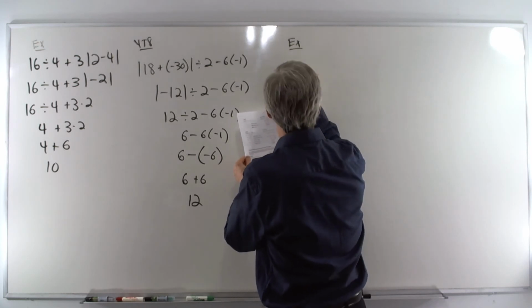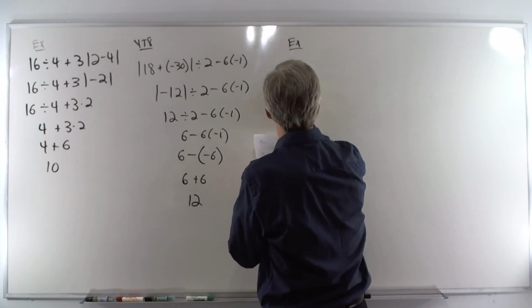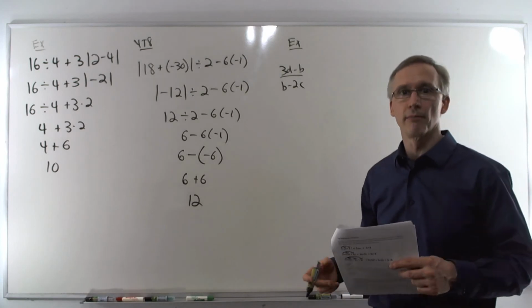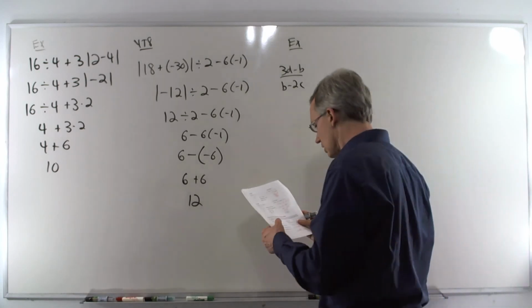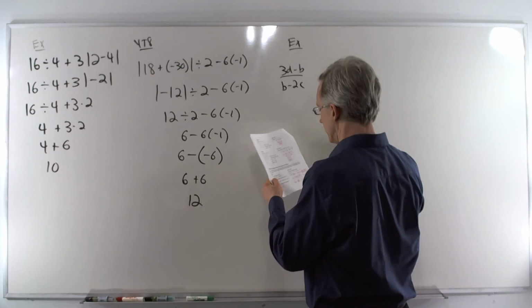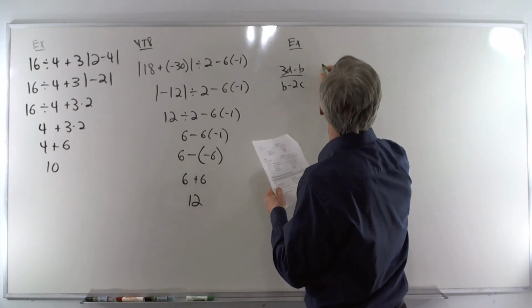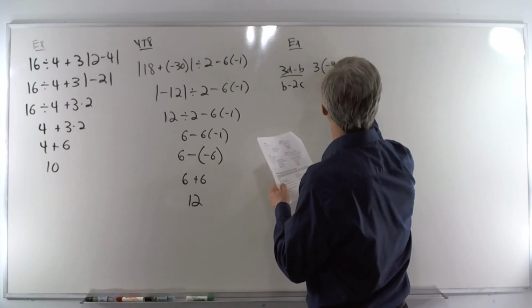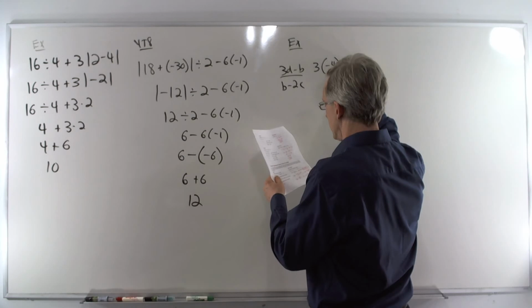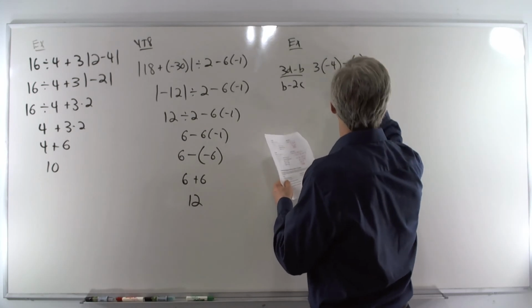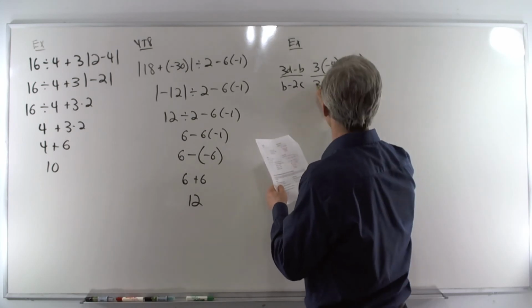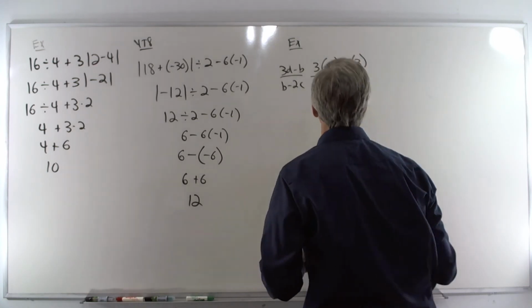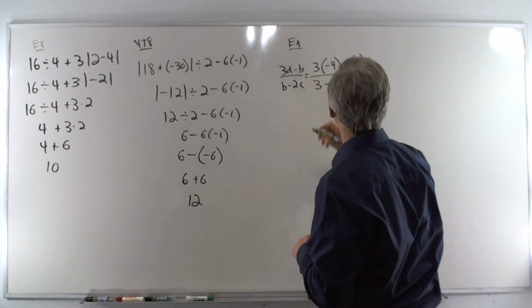So we got 3d minus b over b minus 2c. Now when plugging in numbers, especially with negatives, I recommend putting them in parentheses. So we're given that a is 2, no a's, b is 3. We have 3 times, and d is negative 4, so negative 4 goes in here, minus b is positive 3. And then on the bottom, we got 3 minus 2 times, and c is going to be negative 1. All right, so there's our expression with all the values plugged in.